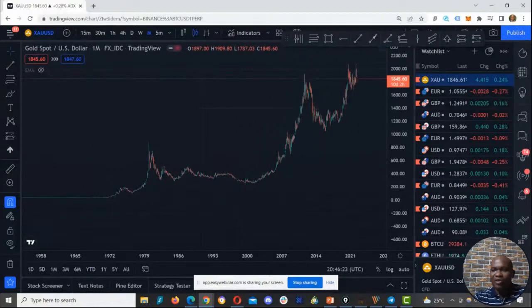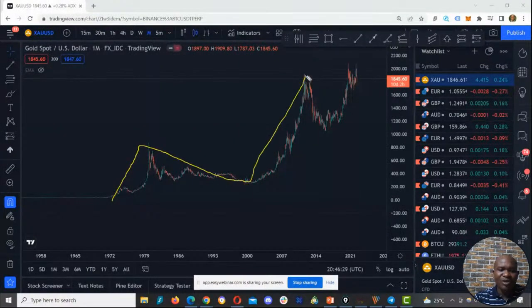Because one thing is obvious now: this market is going up. It makes an impulse, it goes up. It makes an impulse, it goes up. So how do you put a trend on this kind of move? How do you put a trend?